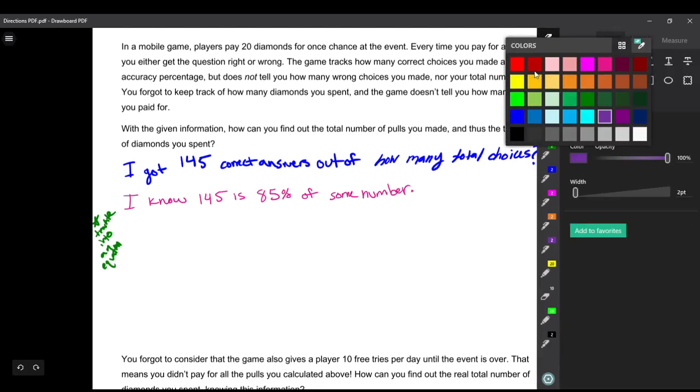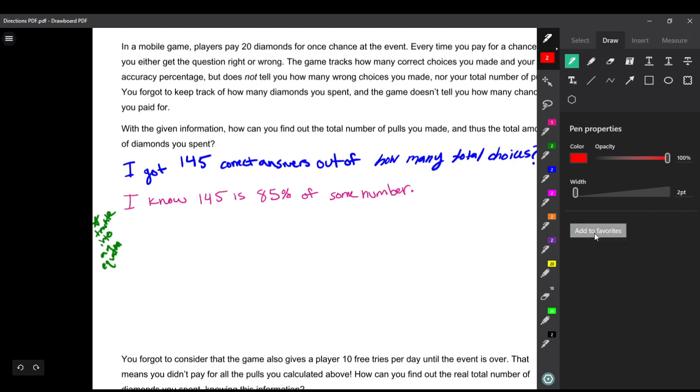Trying to make a red one. Where is it? Okay, there we go.